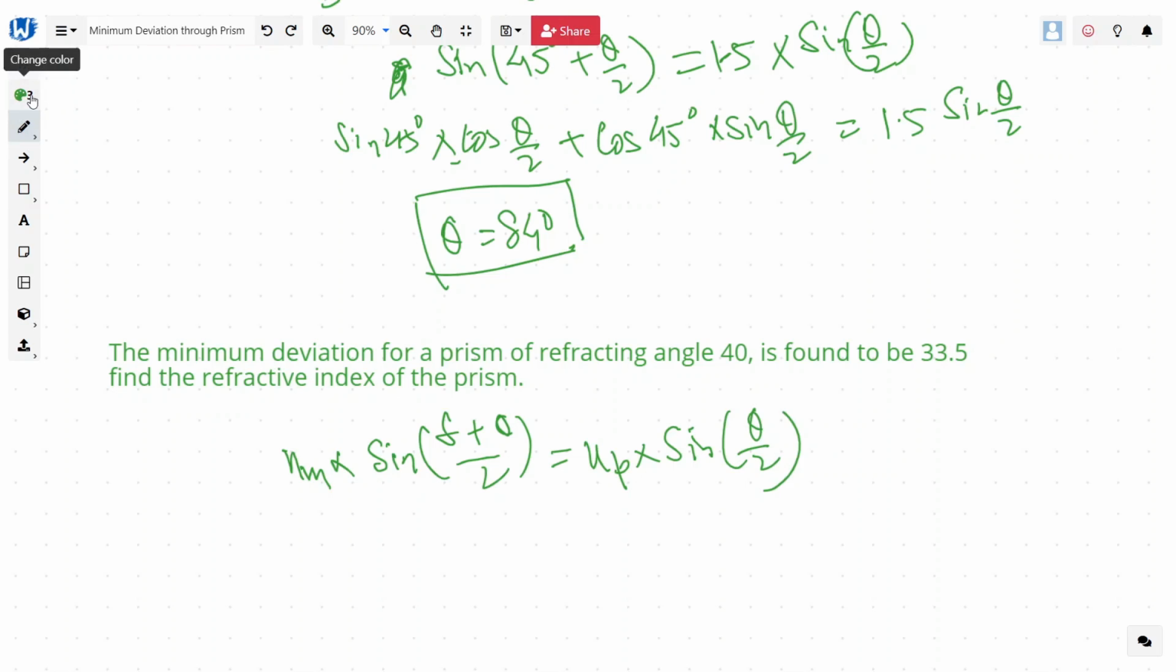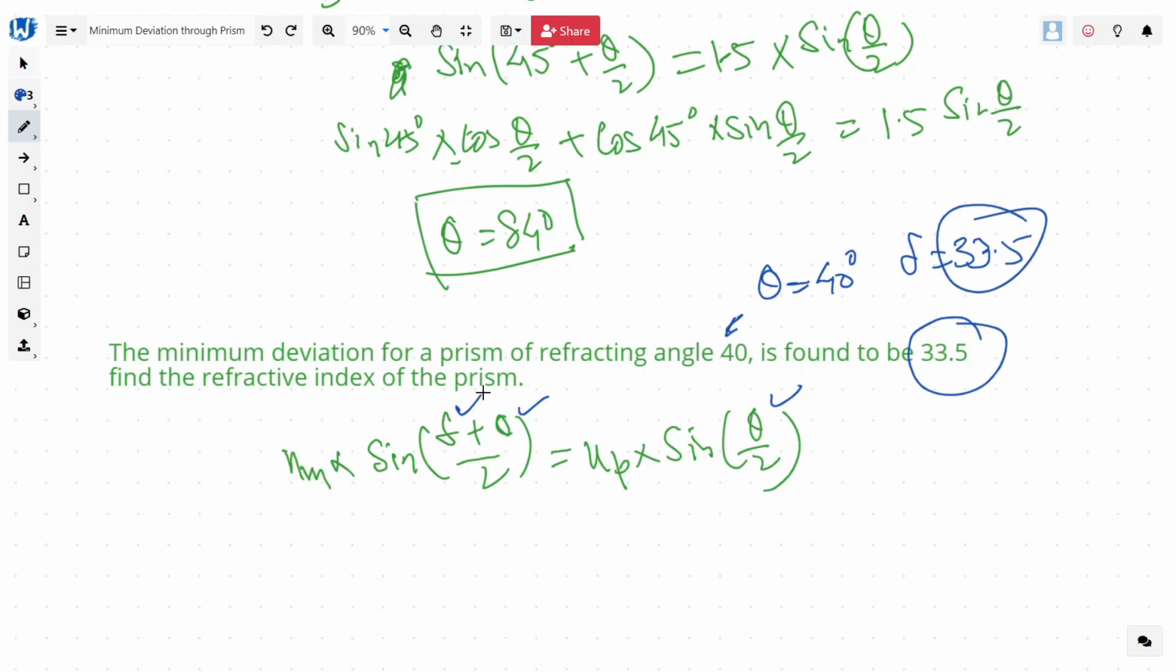Here, minimum deviation for a prism of refracting angle 40. So this is theta. Okay, theta is given. And the minimum deviation is found to be 33 and a half. So delta is again given, 33 and a half. So we have this one. Find the refractive index of the prism. So the prism is assumed to be in air. This is also given, equal to 1, and we have to find this one.